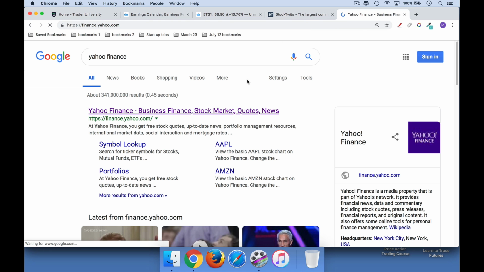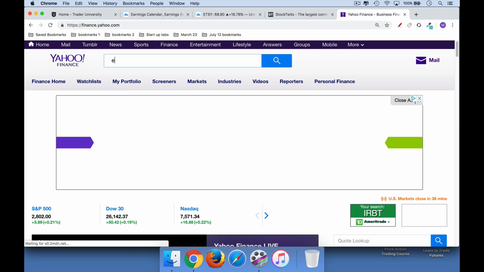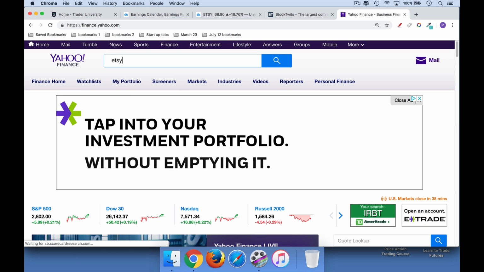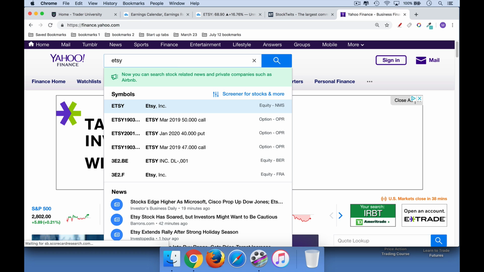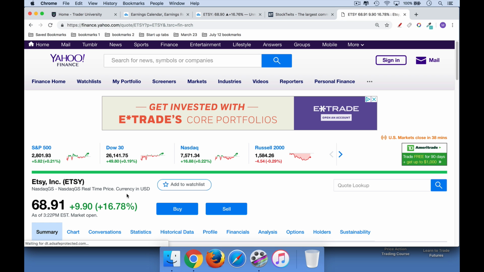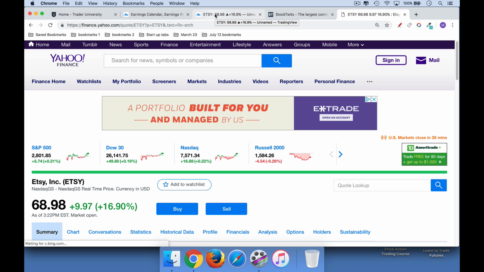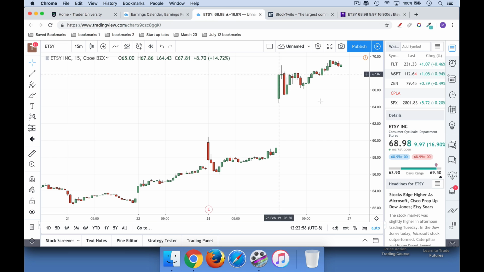Go to Yahoo Finance, and if you just type in the ticker up here, ETSY, right now the market's still open, so this isn't the best time to do it, but you will see its pre-market prices. So then this will help you generate a list of stocks that you'll want to watch for the first 15 minutes that the market opens.